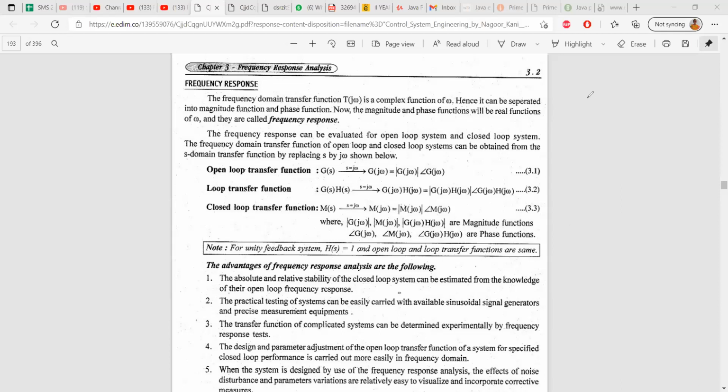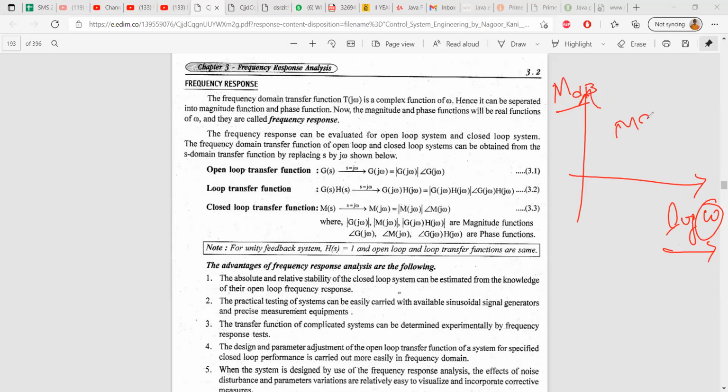The magnitude plot looks like this. The x-axis is the logarithmic scale of frequency, where omega is the frequency. We are taking a logarithmic scale, okay? And the y-axis is the magnitude in dB.